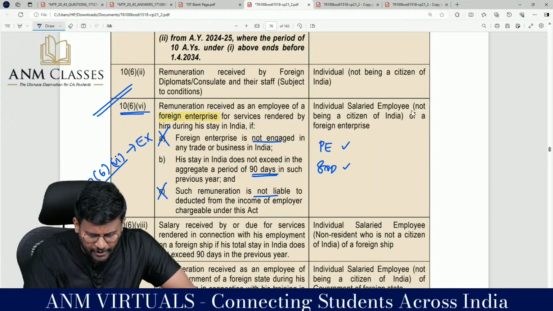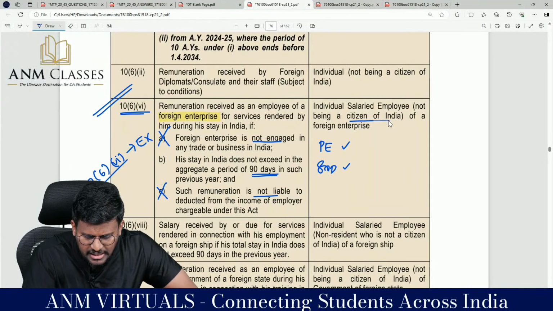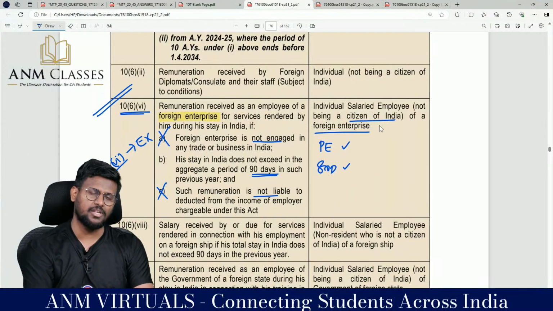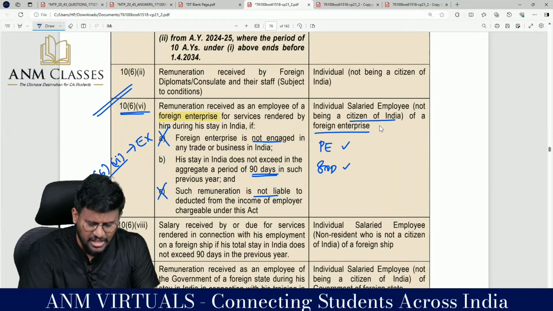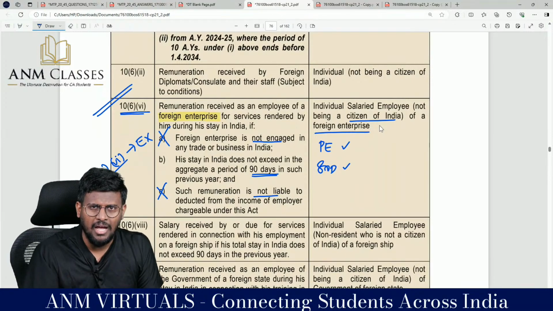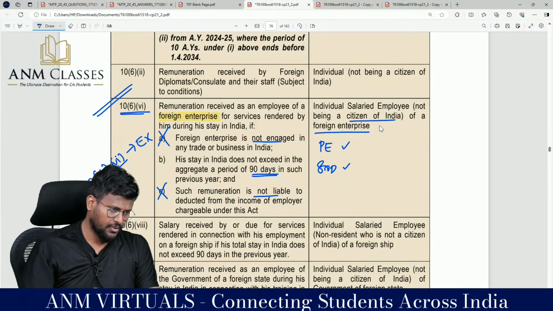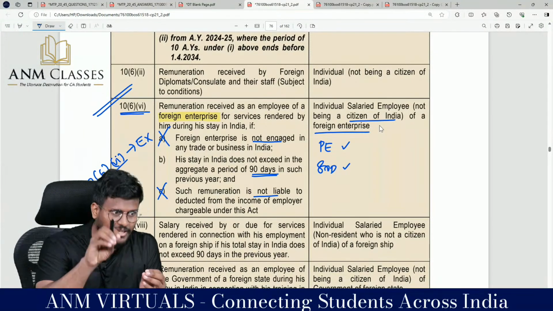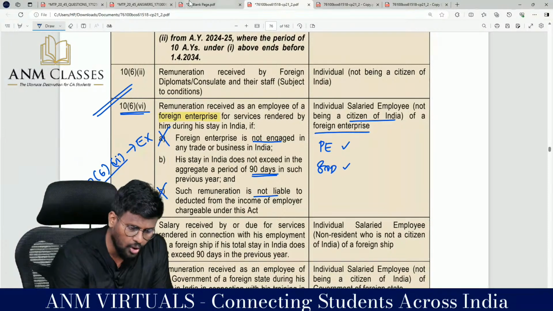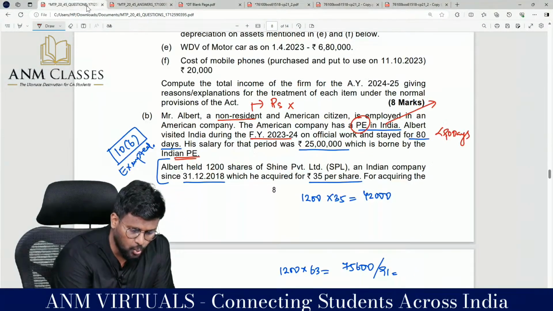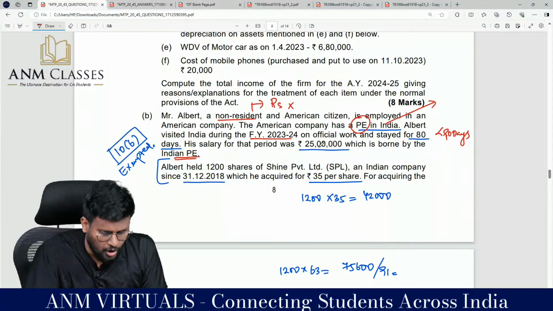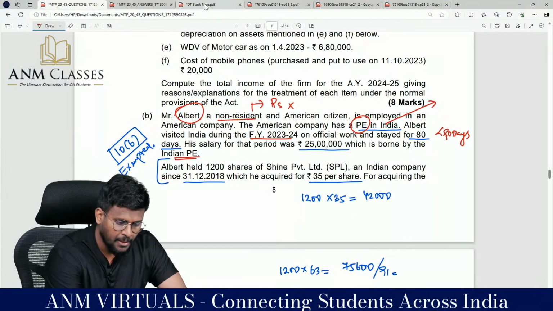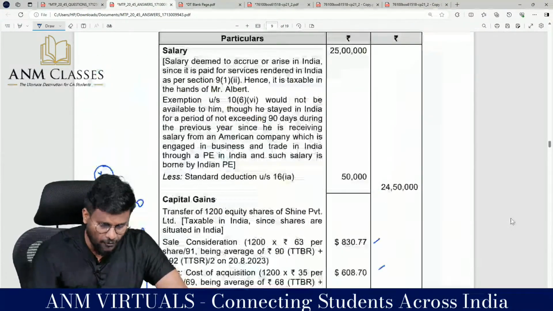So individual salaried employee not being a citizen of India of a foreign enterprise, for this guy also only it is applicable. So when you are listening to this lecture, after this lecture have a revision of section 10 which are applicable to non-resident. Sir, from here also they are testing. So this 25 lakh will be taxable in the hands of Mr. Albert is what understanding number 1.